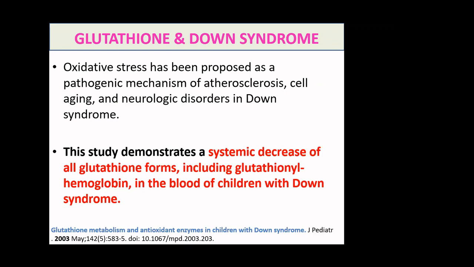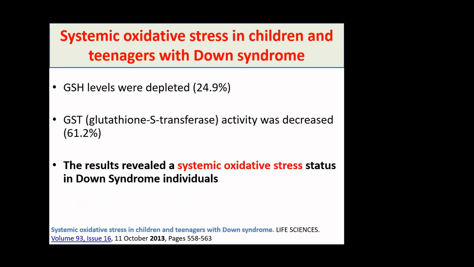Then you have oxidative stress, which has been proposed as a pathogenic mechanism of atherosclerosis, cell aging, and neurologic disorders in Down syndrome. This study demonstrates a systematic decrease of all glutathione forms, including the glutathionyl hemoglobin, that is the glutathione that's attached to hemoglobin, in the blood of children with Down syndrome. So again, studies on children with Down syndrome showed that there is an overall decline in glutathione. Glutathione levels were depleted.